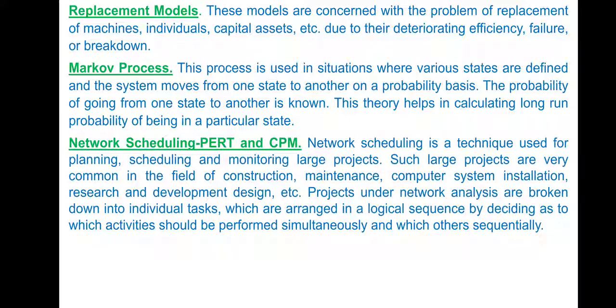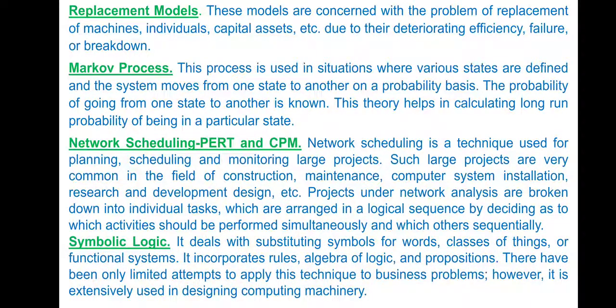Now network scheduling, PERT and CPM. These are also very important. It is a technique used for planning, scheduling and monitoring large projects. Such large projects are very common in the fields of construction, maintenance, computer system installation, and research and development design. In that situation, projects under network analysis are broken into individual tasks that should be faced. In such situations, network scheduling, or PERT and CPM, will be used.